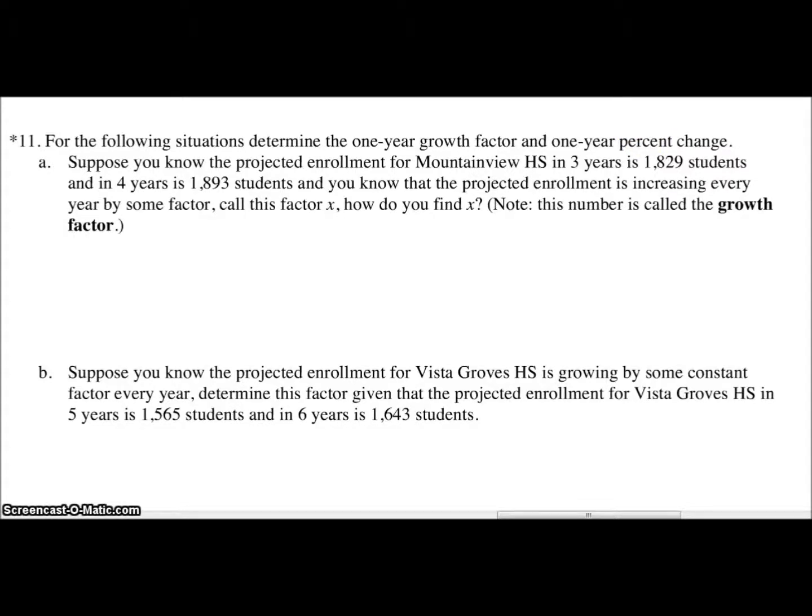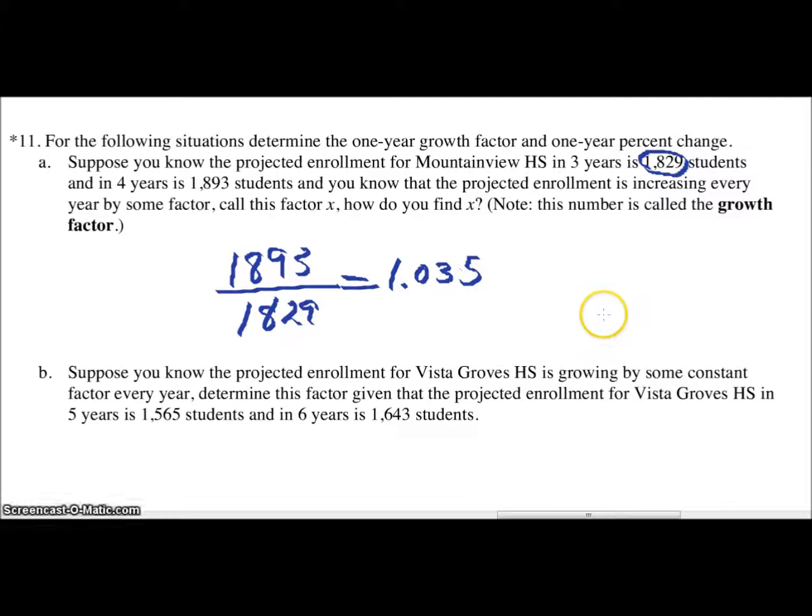No problem. Notice that we have 2 consecutive years, from 3 years to 4 years. So to find the growth factor, all we have to do is divide the final year by the initial year. This only works if they're consecutive, because if there is a growth factor, we would just multiply this number by the growth factor to get this one. So it makes sense that we can just divide. 1.035. They didn't really ask us for the 1-year percent change. They sort of did, but it's 3.5%.